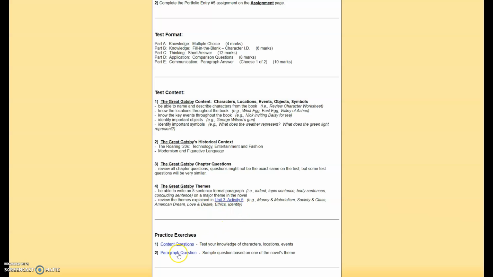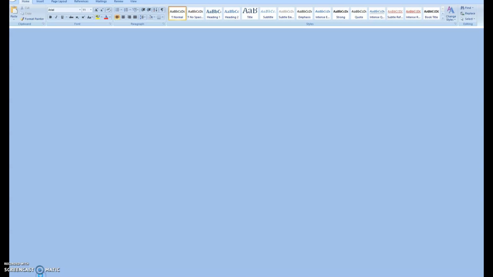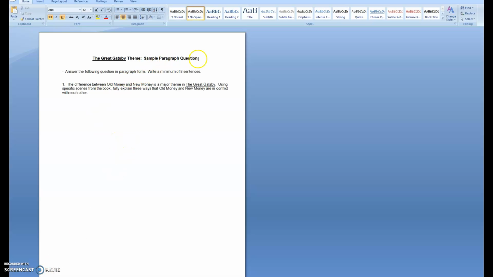If you want an example of that type of question, you can click down here on Paragraph Question, and if I open that up, you'll see a sample paragraph question where I ask you about old money and new money, which is a major theme in the novel, and then I ask you to give me specific scenes and specific examples of how old money and new money are in conflict with each other, how they don't get along. So that would be an example of a theme paragraph question.